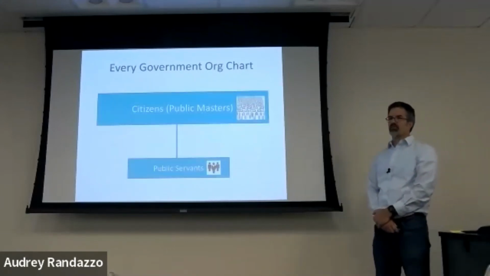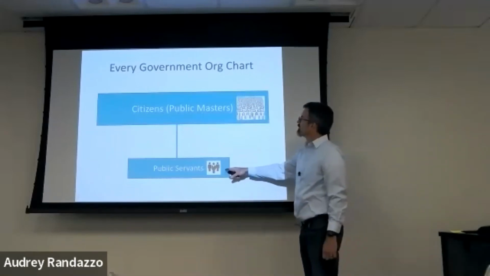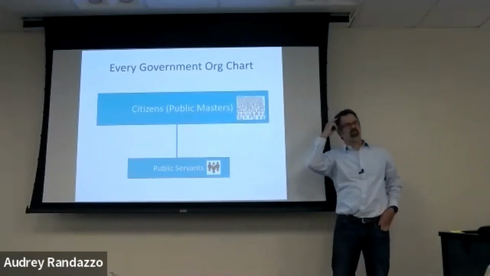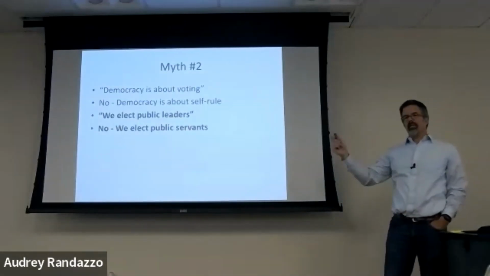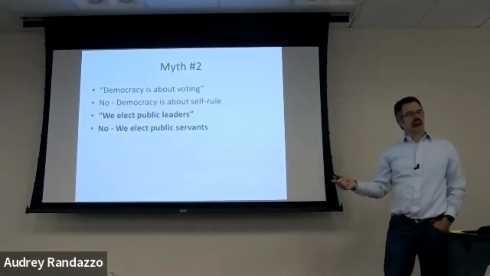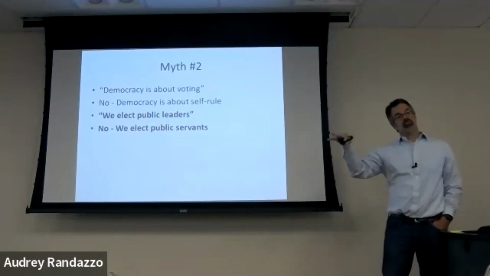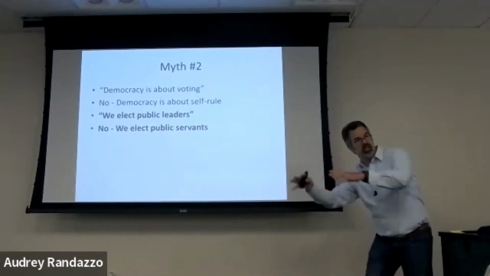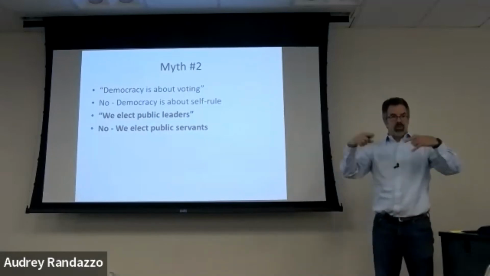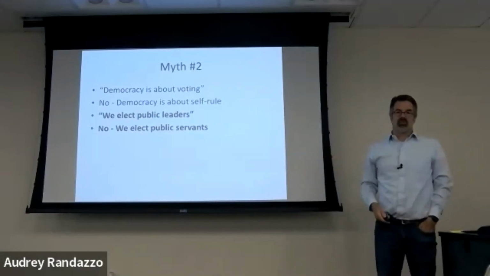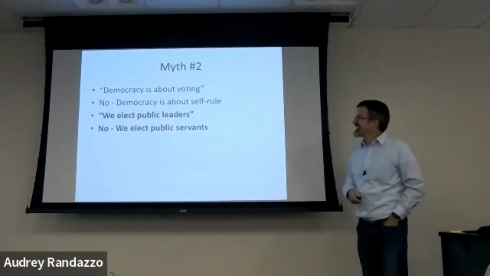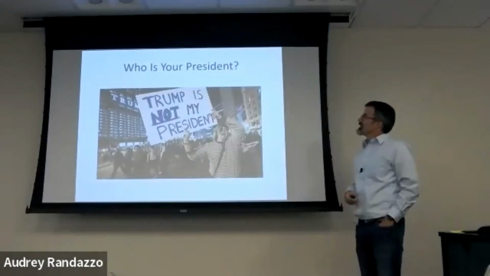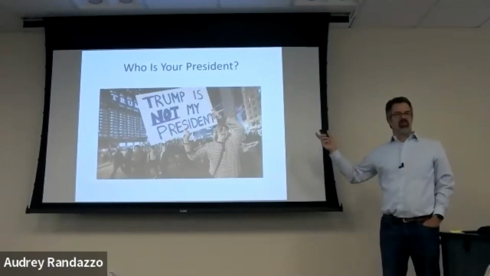Well, let's go back to that org chart. We got public servants, we know that. Oh, public masters. So who are we electing? We're electing public leaders or public servants? Public servants. Now, they're leaders of a government organization in that org chart, but what are we as the public doing? We're picking servants, which is exactly how elected officials think about it, right? Yeah. Laughing, okay.